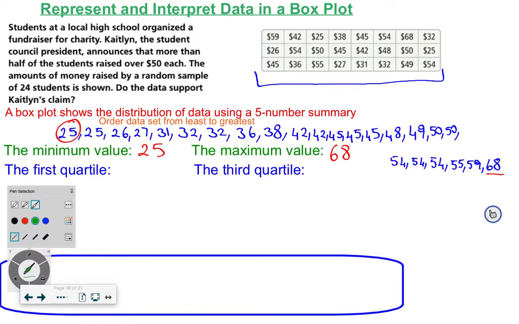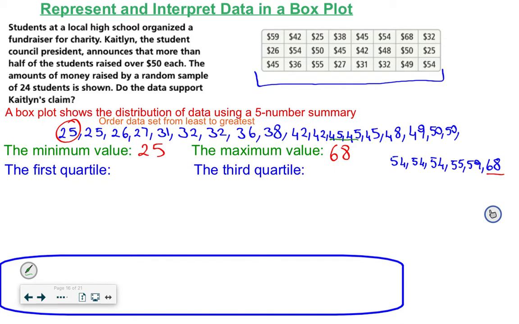To be able to decide the median, there are 24 students. So we are going to count 1, 2, 3, 4, 5, 6, 7, 8, 9, 10, 11, 12. 1, 2, 3, 4, 5, 6, 7, 8, 9, 10, 11. So these two numbers are in the middle. Why? Because on the left side there are 11 students, on the right side there are 11 students as well. So the median is 45. Remember that you need to add them up and divide by 2.